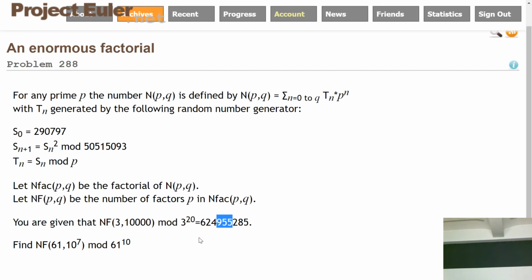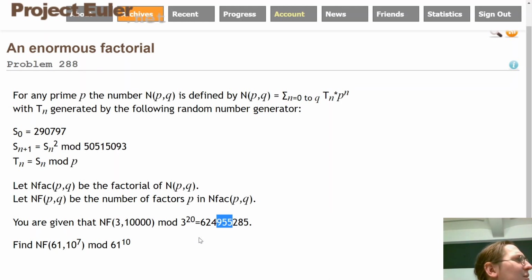The question is finding this number. Well, this is the NFAC, right? So we should compute what's the power of 3. We should factorize this into prime factors, and the answer would be 3 to the power of the number of prime factors. Where on earth do you read that? I don't read that out of this. No, it's the number of factors P.